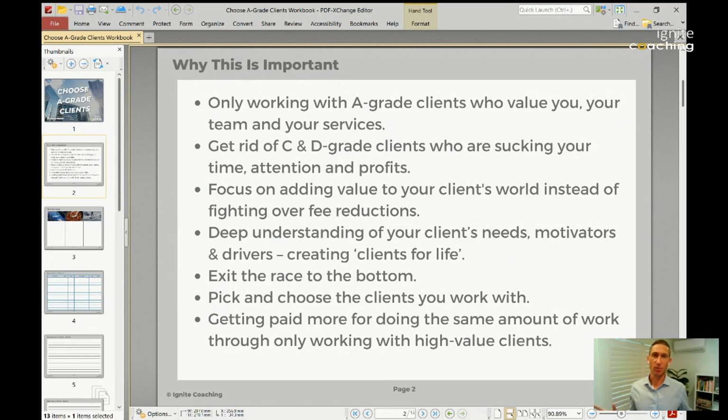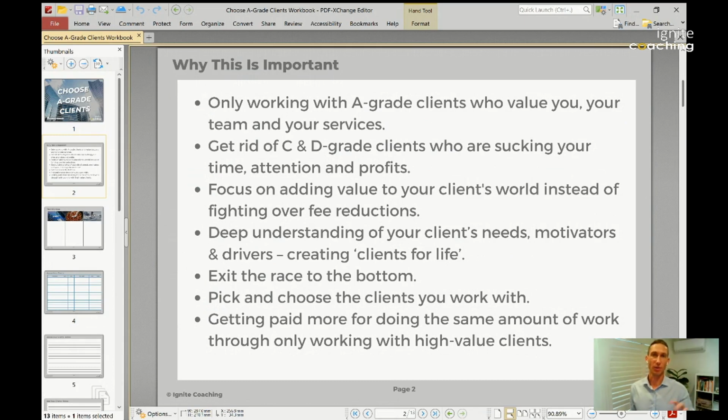We also want to exit the race to the bottom. I'm really passionate about this. I think it's one of the biggest things that holds back our industry, and particularly business owners running their businesses, is feeling like they've got to be the cheapest to win work. I think this whole race to the bottom is awful, and it's going to mean that a lot of businesses are going to go out of business. So we want to exit the race to the bottom, stop fighting over fees, and stop trying to win projects based on being the cheapest and working with those C and D grade clients, and actually up level our psychology and up level our sense of self-worth as business owners, and only choose clients that are going to pay us what we're really worth.